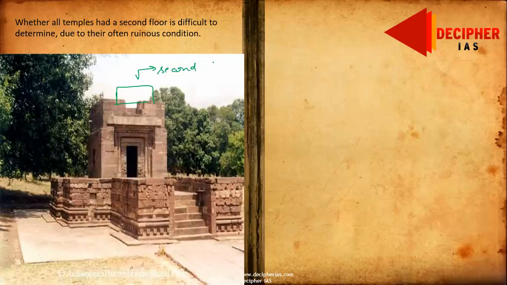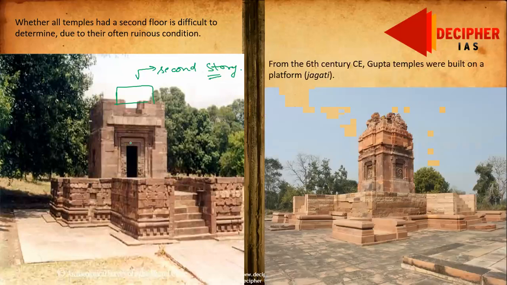So the Guptas were not only making single-story temples, but they were actually making two-story temples as well. But this is only the surviving remnant of the past. From the 6th century, the Gupta temples were built on a platform, jagati, and a good example is this Dashavatara temple here.